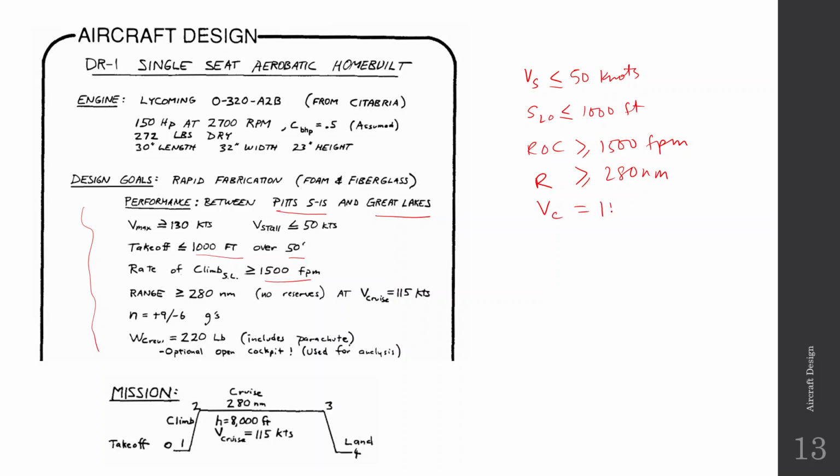V cruise is 115 knots, and the maximum load factor is plus 9 and minus 6 G. Okay, and this is the mission profile. From here you can also find that the cruising altitude is 8000 feet.